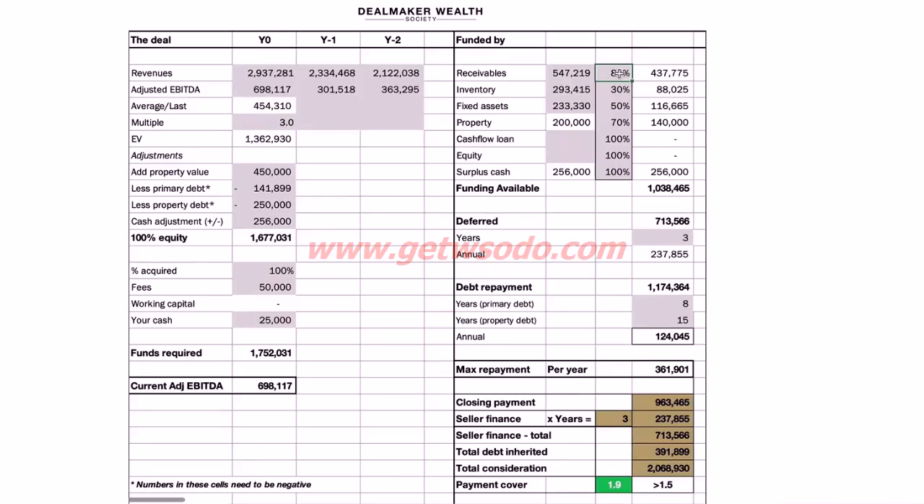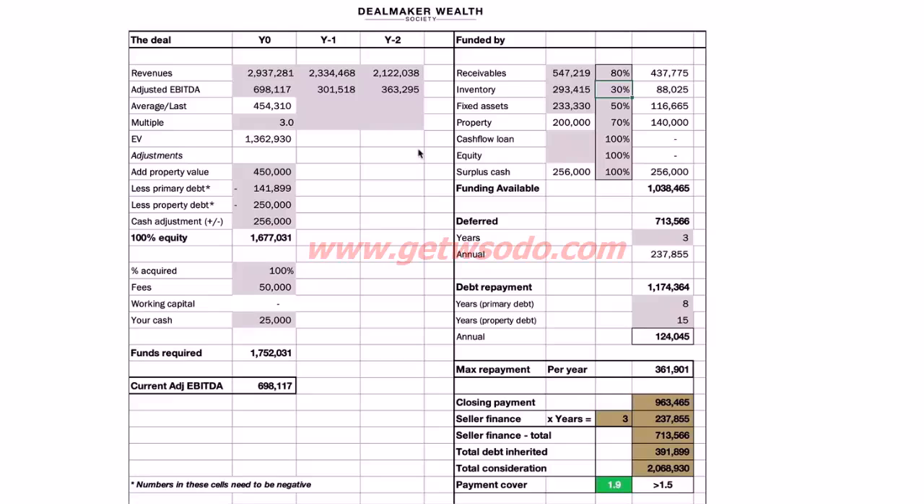Again, the grey cells, you type them in. Inventory is just under $300,000. So we're going to apply a 30% funding. A financier will typically only finance inventory that's physically held in a business's location, as opposed to, say, a fulfillment center or a dropship facility. And the reason being is if you default on the financing payments, the banker has the legal right to come in and take the inventory right off your premises as payment.